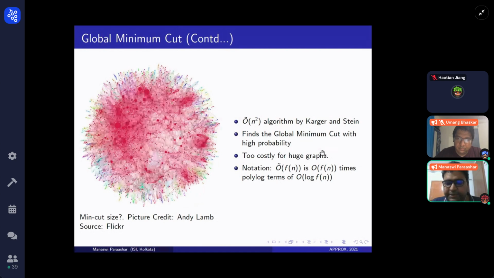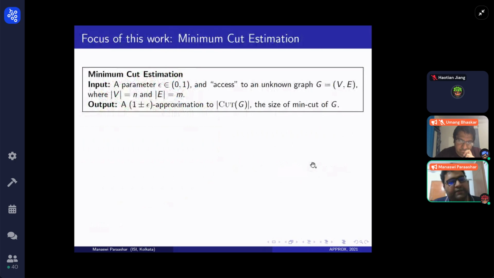A word on the notation: I'm going to use O tilde to hide polylogarithmic multiplicative factors. Okay, so now let us define the problem of interest. The minimum cut estimation problem: in this problem, an algorithm is given as input a parameter epsilon and access to an unknown graph G. And the goal of the algorithm is to output a 1 plus minus epsilon approximation to the minimum cut of the graph.